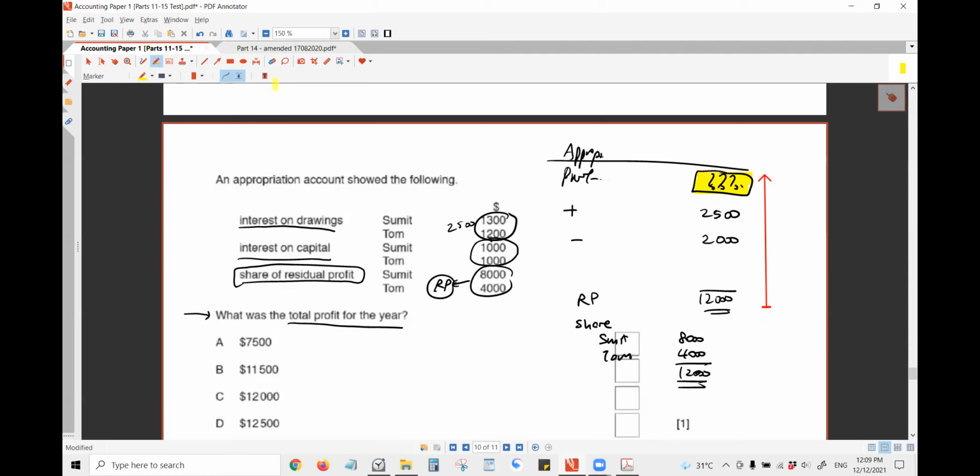So take the 12,000 plus 2,000 minus 2,005. Work backwards, right? Minus means plus, plus means minus. Then you can get the profit for the year. Conclusion, take 12,000 plus 2,000 minus 2,005. Then you get the answer.